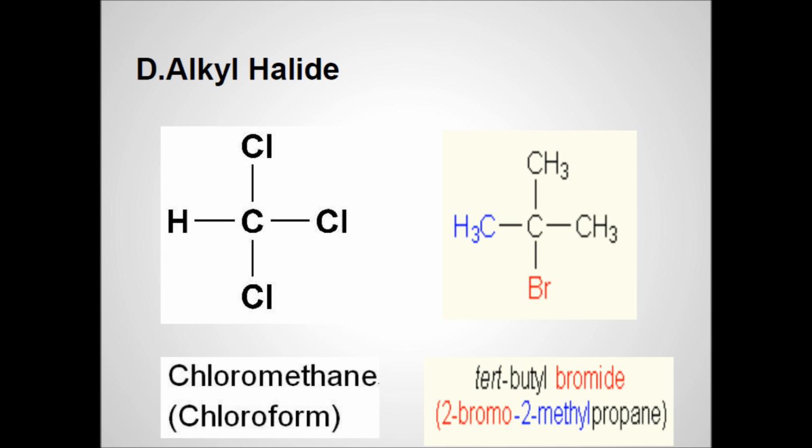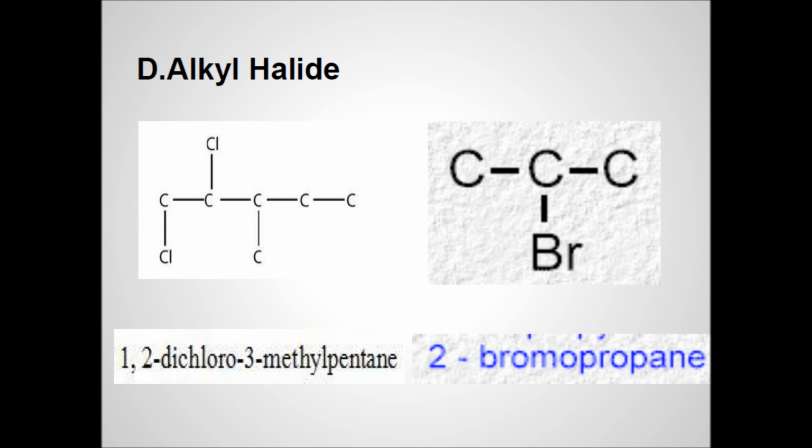Now try to name these two. First, you can see that the parent line has 5 Cs. Then it has 1 Cl connected to the first line and 1 in the second line. There is another carbon bonded on the third line. Therefore, it would be 1,2-dichloro-3-methylpentane. For the second one, the parent would have 3 Cs, which is going to be propane, and 1 bromine is connected on the second line. This will be 2-bromopropane.